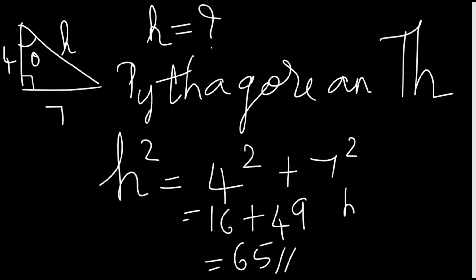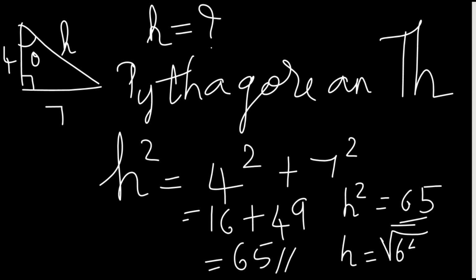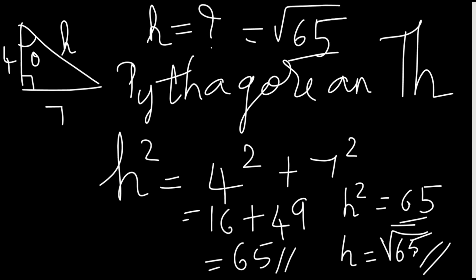But we know that it is h square. Is it a perfect square? No, it's not a square number. So we cannot find a perfect number. We have to just keep it as root of 65. So we found the answer. H is nothing but root of 65. As you can see, we cannot write some number twice inside the root so that we can take it out. So this is our answer using Pythagoras.